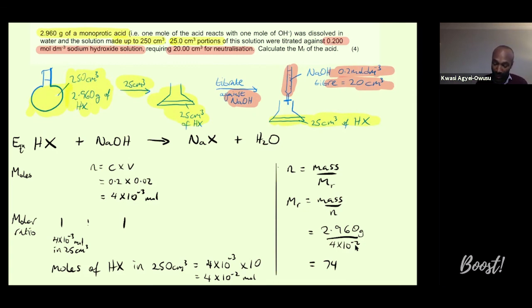Okay, and if you're wondering what monoprotic acid has an Mr of 74, I worked this out earlier to be propanoic acid. Okay, so propanoic acid is a carboxylic acid. It's an organic acid. So that is our final answer.